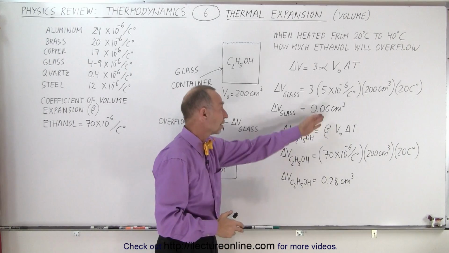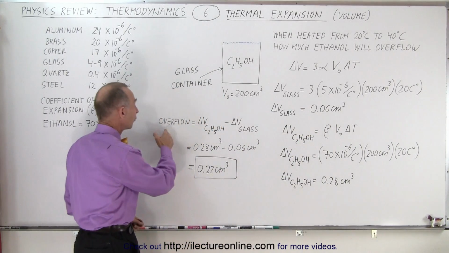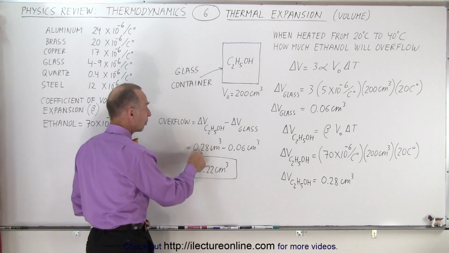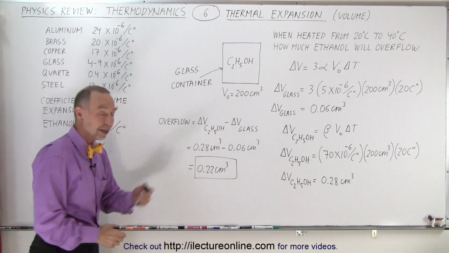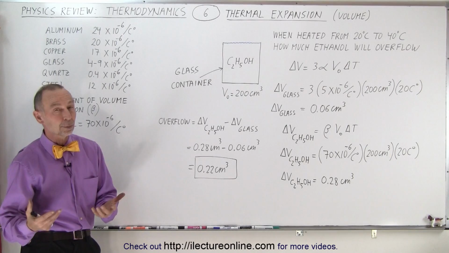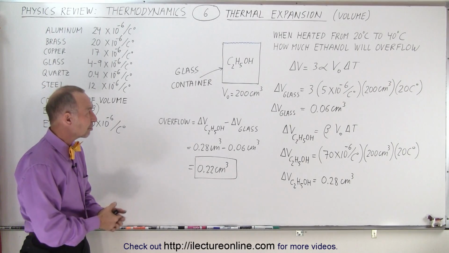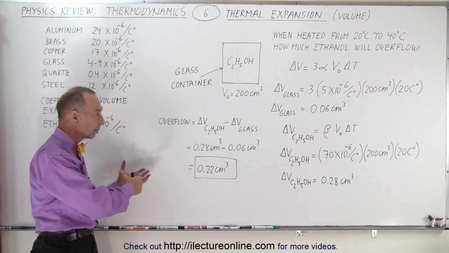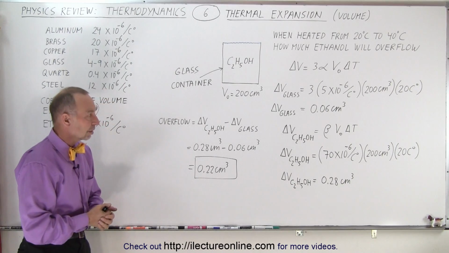Notice that it's more than the expansion of the glass, so the overflow will be the difference between the two, 0.28 minus 0.06, and we get 0.02 cubic centimeters for overflow. And that's how we deal with volume coefficient of expansion and the volume expansion of liquids and solids as is shown here.